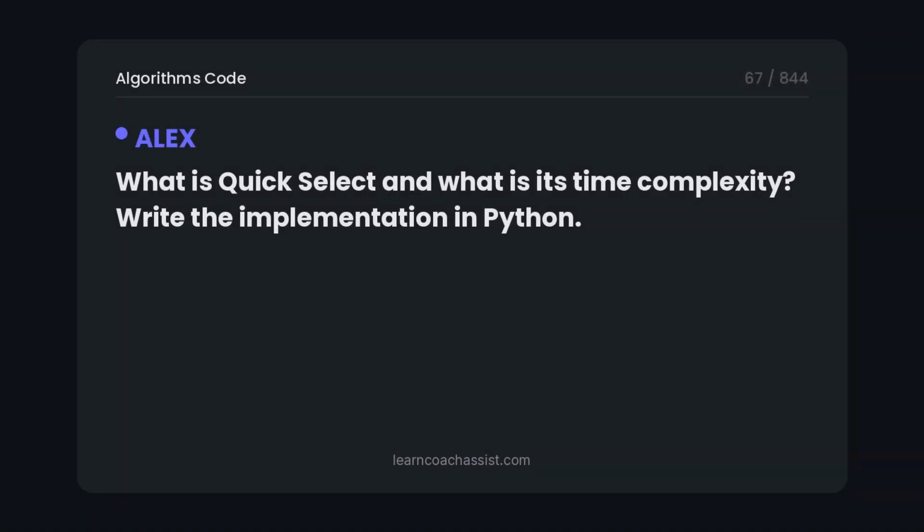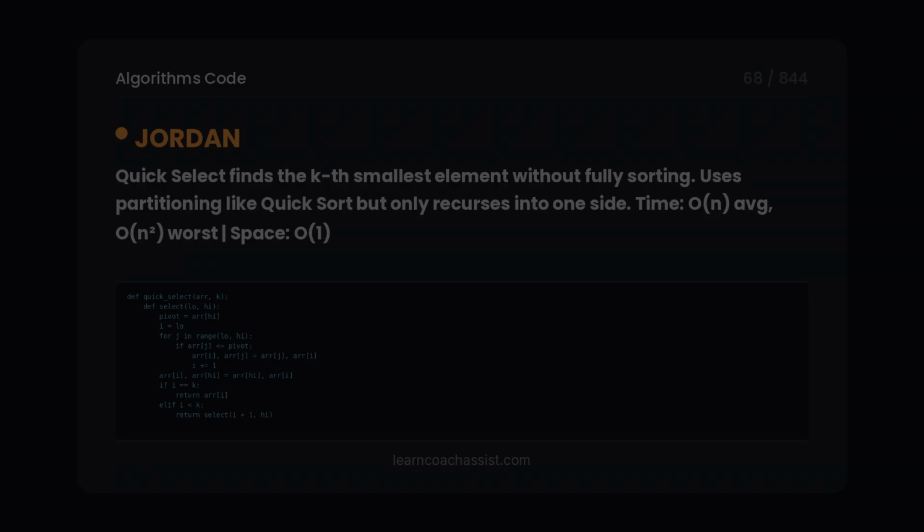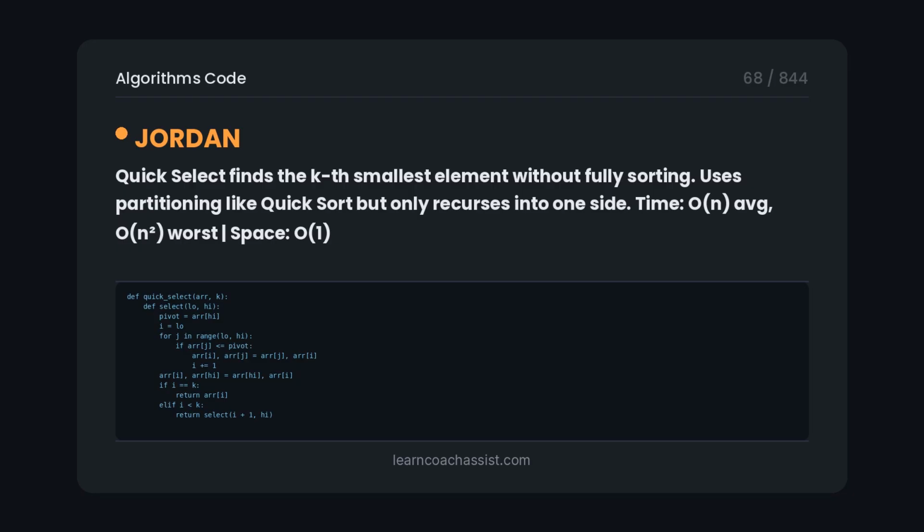What is quick select and what is its time complexity? Write the implementation in Python. Quick select finds the kth smallest element without fully sorting. Uses partitioning like quick sort but only recurses into one side. Time O(n) average, O(n^2) worst, space O(1).